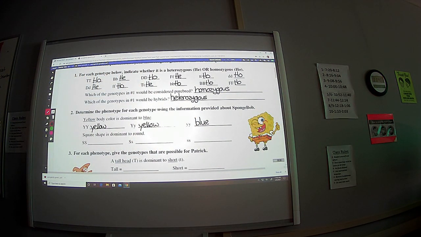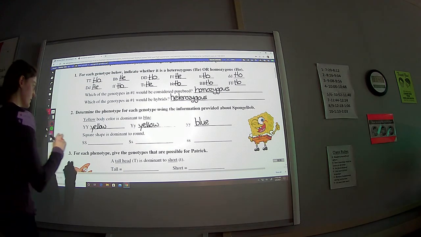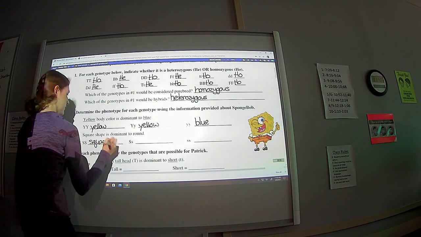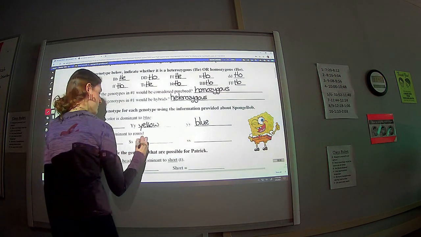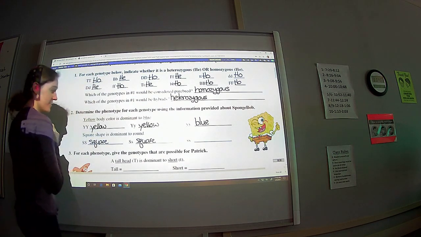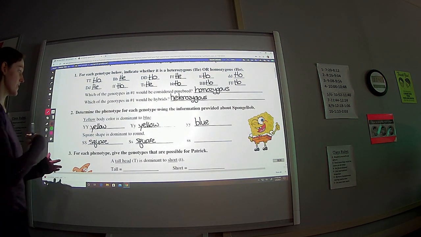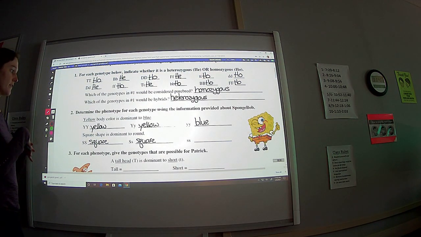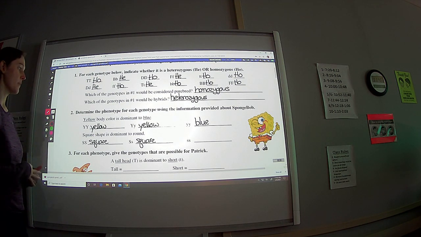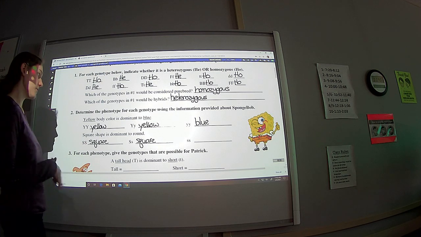Square shape is dominant to round, so two capital S's would be square. A capital S and a lowercase s would be square. And whenever you're doing your own Punnett squares, I highly suggest you stay away from the letter S, because unless you make it very apparent about which one's capital and which one's lowercase, it's really hard for someone who is grading those to differentiate between the two.